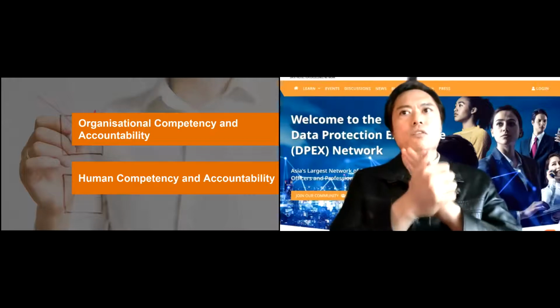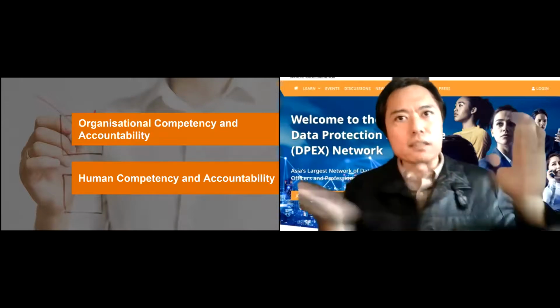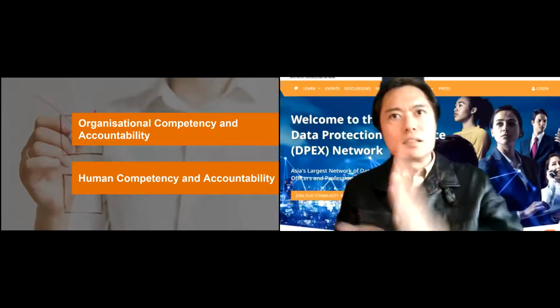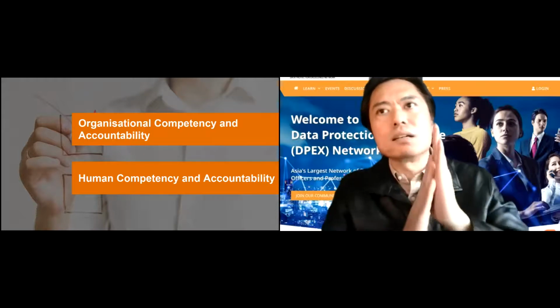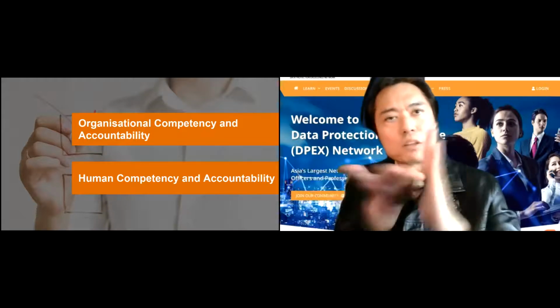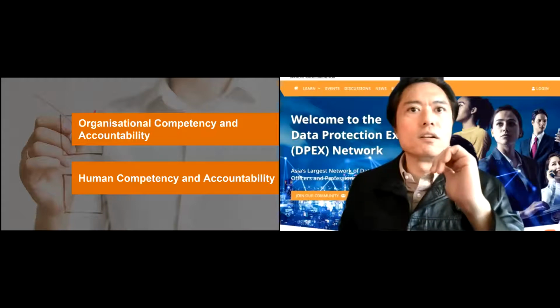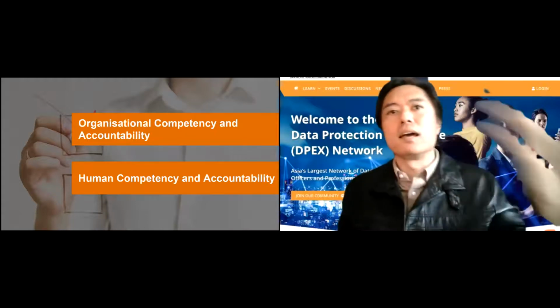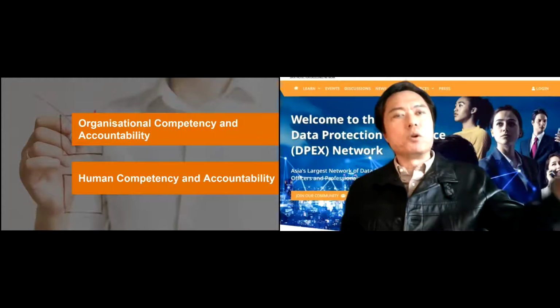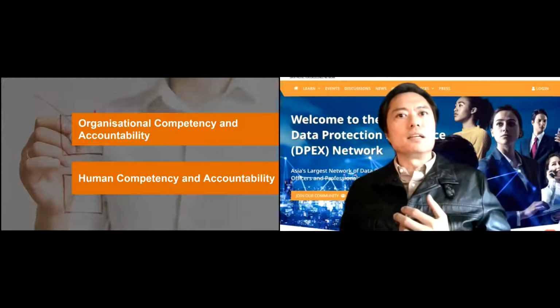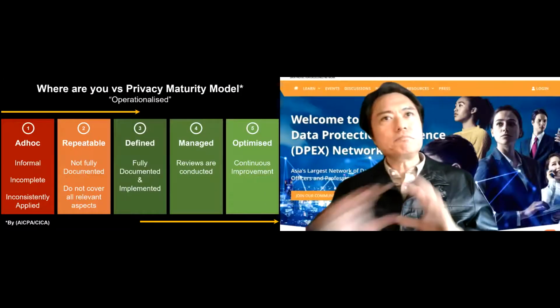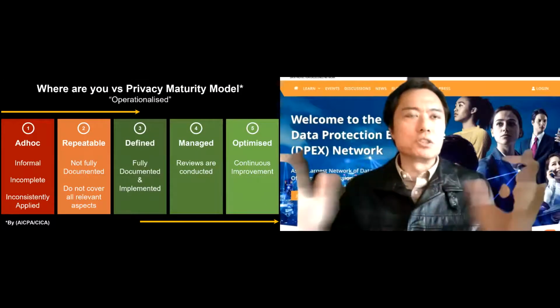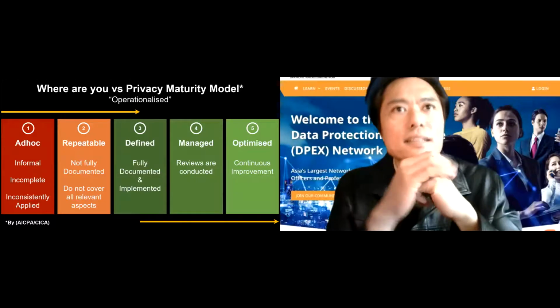If you want to look at your company, you want to look at it in two vectors. First vector is organizational competency and accountability. Second one is your human competency. Both have roadmaps to it. Let me show you now. On the organizational side, this is the privacy maturity ladder.